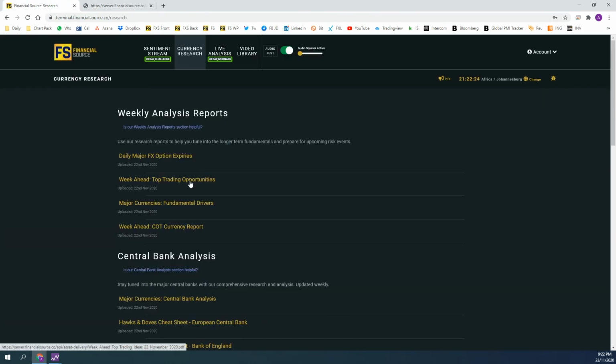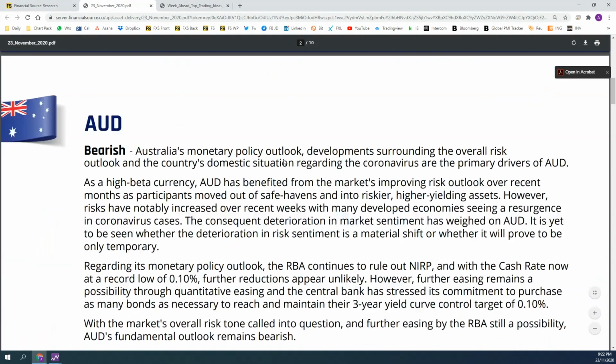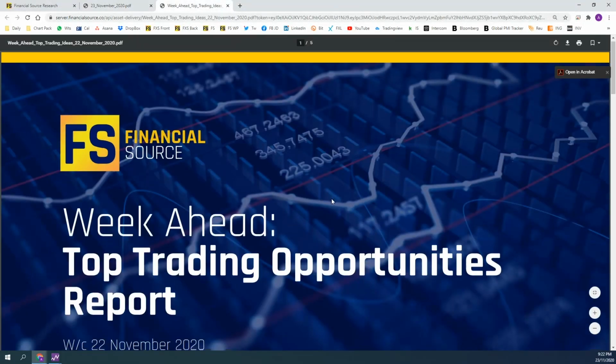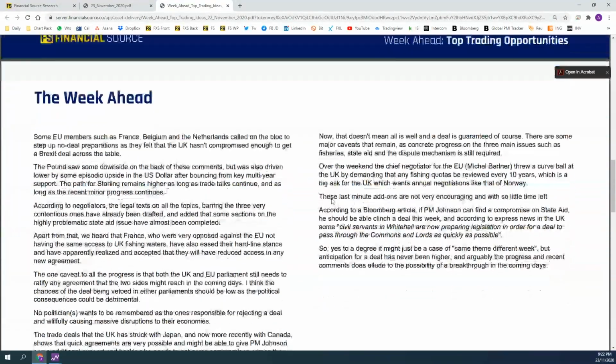You'll also find reports such as the top trading opportunities report. Now, what's great about both of these, in the case of the fundamental drivers report, it goes through exactly what the name implies, gives you the current major fundamental drivers and overall bias over a longer period for the major currencies. Apart from that, we also have the top trading opportunities report, which will go through the biggest potential market moving events for the upcoming week.